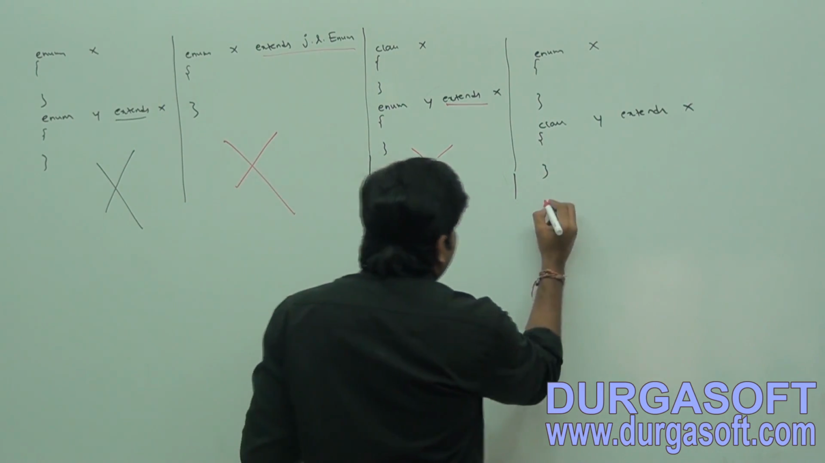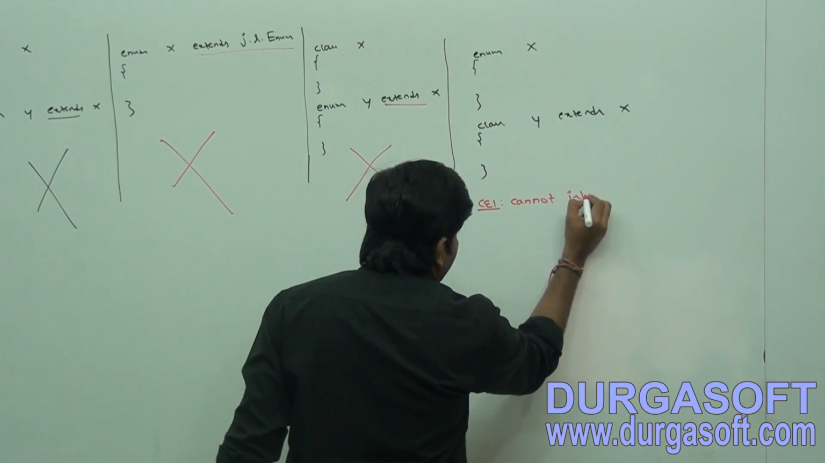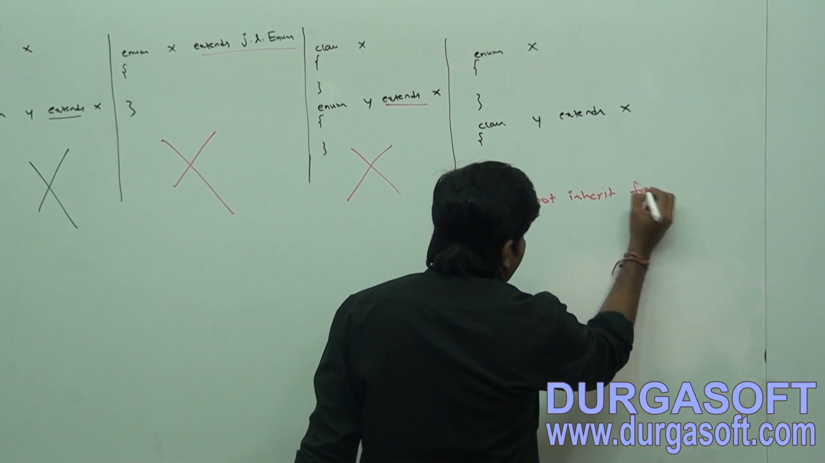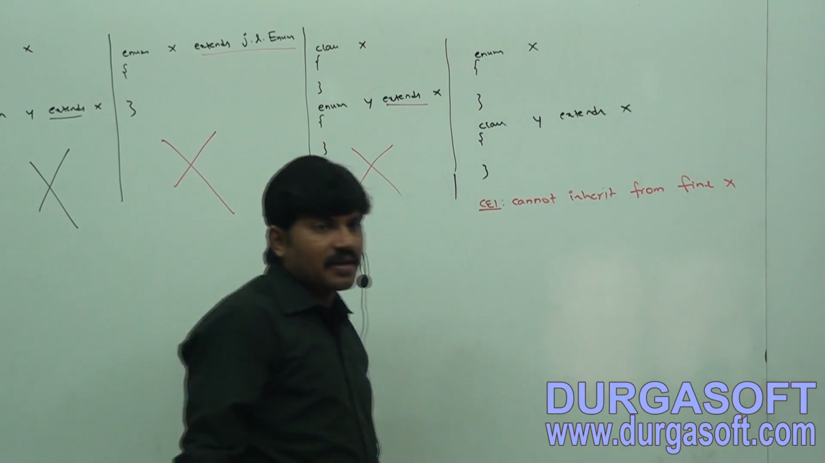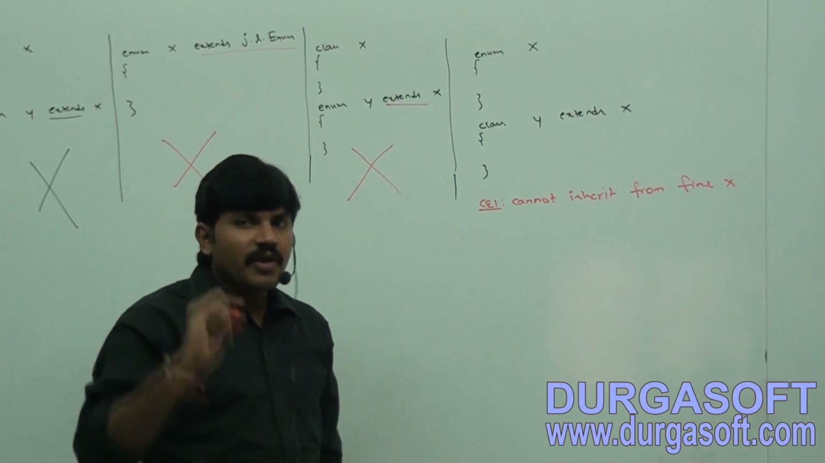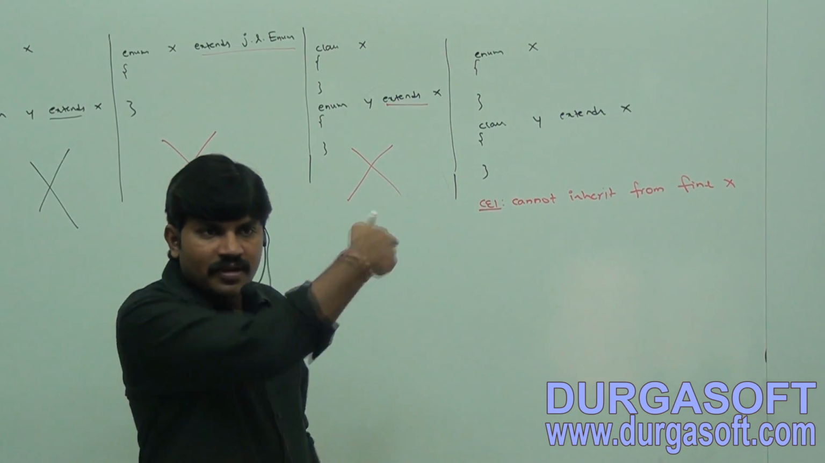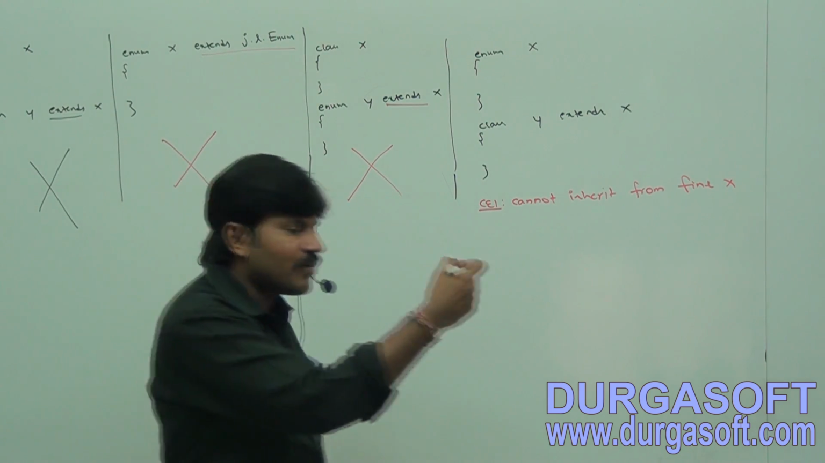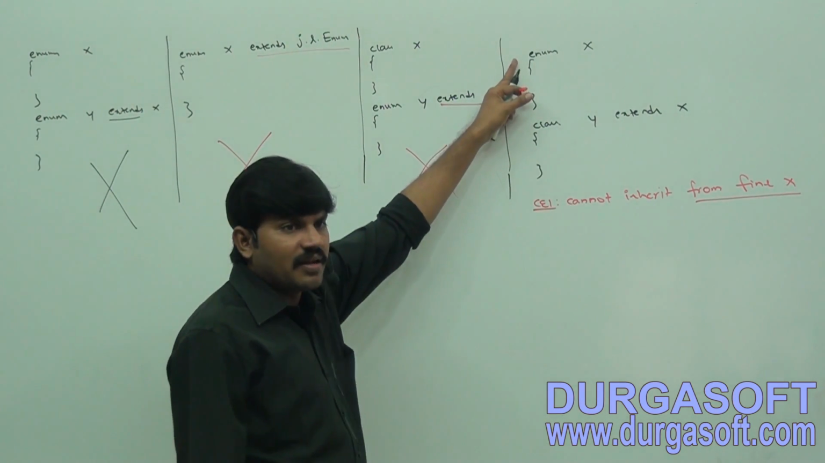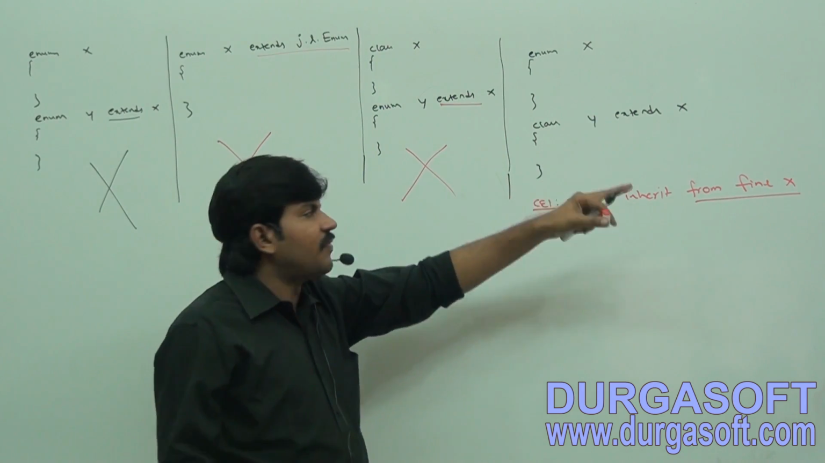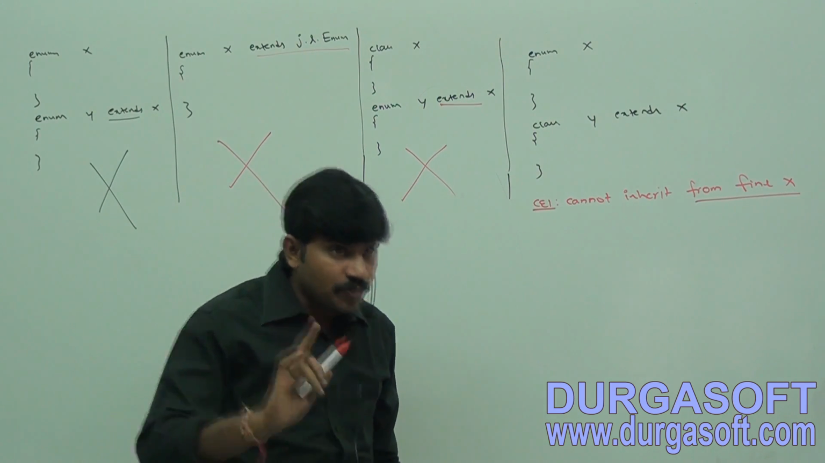See this one, compile time error 1: cannot inherit from final x. I told you several times that every enum is always final, and here is the proof. I didn't declare it as final, but still the compiler identified that it's final. Because every enum is always final implicitly, but we can't use final explicitly.